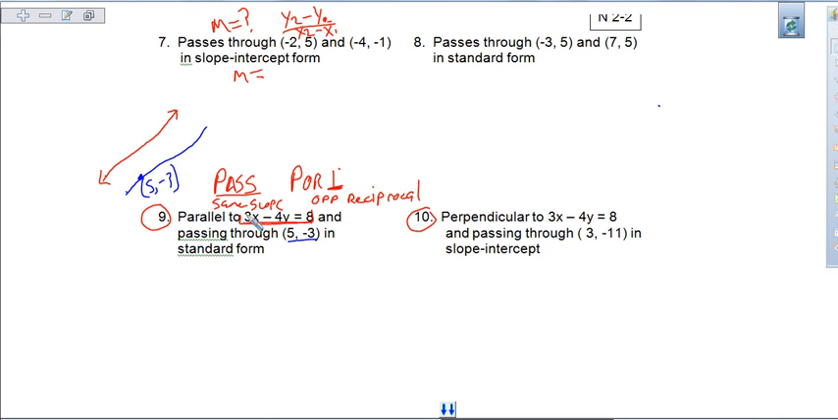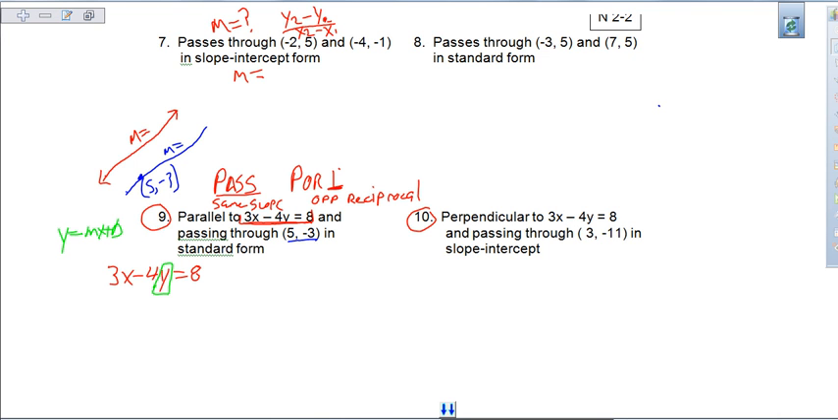So we can use this equation to find the slope of the red line, and then we're going to use it to find the slope of the blue line. So we have to take a look at our red equation, which is 3x minus 4y equal to 8. And since we want to know the slope, we're going to put it in slope-intercept form, which is y equals mx plus b.